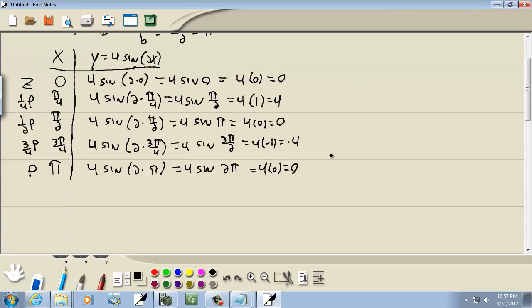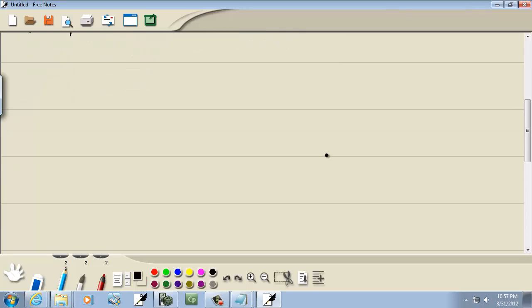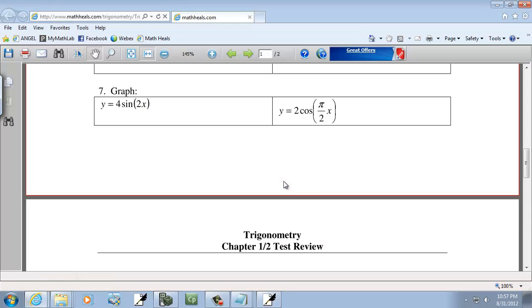So let's plot these. Looks like my period is pi, and then it goes to 4 and -4. So I'll put pi here, that's like 3. So this would be pi or 3, and 4 maybe about right there. And -4 would be maybe right there. This is going to be pi over 2. This is pi over 4. And this one's 3 pi over 4.